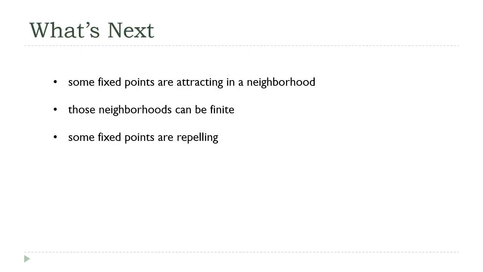This has given us quite a bit to think about. First, we've seen that some fixed points are attracting. That's actually what they're called: attracting fixed points, within some neighborhood around the fixed point. But we also saw that those neighborhoods can be finite. And we've also seen that sometimes those neighborhoods don't exist at all. Sometimes we get fixed points that are repelling, and that is in fact what they're called: repelling fixed points.